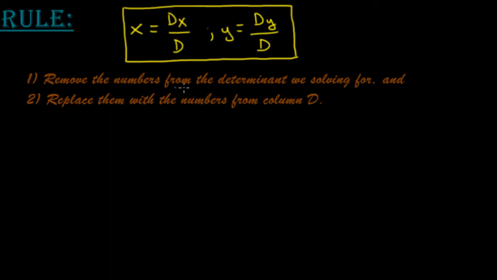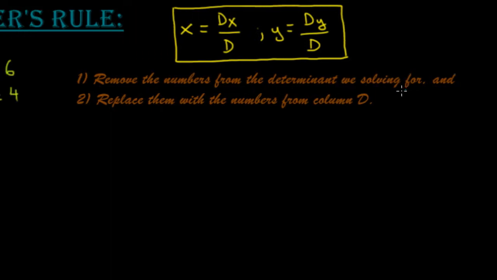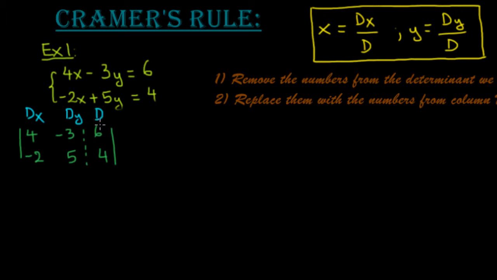So as we say, remove the number from the determinant we're solving for. Let's say I solve for determinant D, so here is my determinant D, I will remove the column D. Since we say replace them with the number from column D, we're gonna remove D. We don't have anything to replace for D. That's it. So whatever is left is our answer. We remove D, so we have 4, -2, -3, and 5.